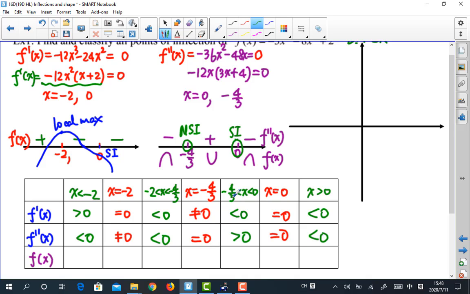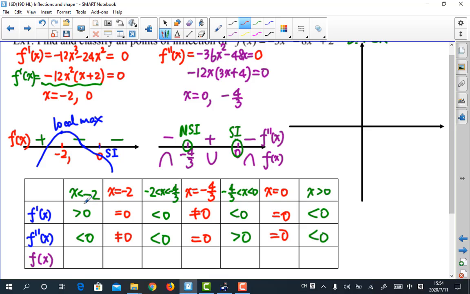So for this interval, before we get to the next zero point, x equals 0, this interval should be -4/3 to 0. On -4/3 to 0, the first derivative is negative, the second derivative is positive. Then at x equals 0, the first derivative is 0, the second derivative is 0. After x equals 0, when x is greater than 0, the first derivative sign should be negative, and the second derivative should have a negative sign as well.